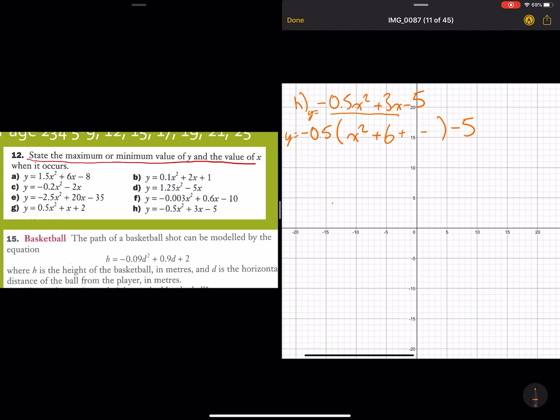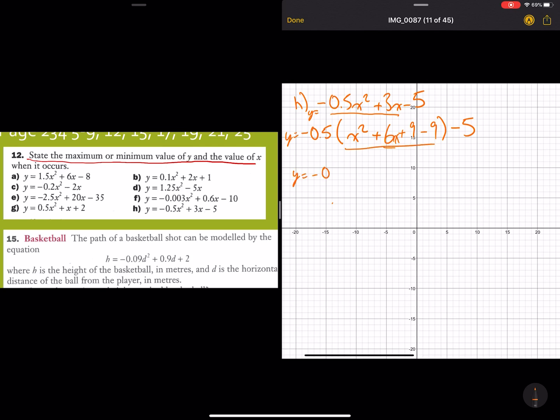Let's put a y equals, by the way. And what do we have to do? Divide, oh, that's a 6x, by the way. Divide this by 2 and square. Well, 6 divided by 2 equals 3. And of course, we've got to square it, which is equal to 9. Plus 9 minus 9. Right, that was just a quick calculation to calculate the perfect square.